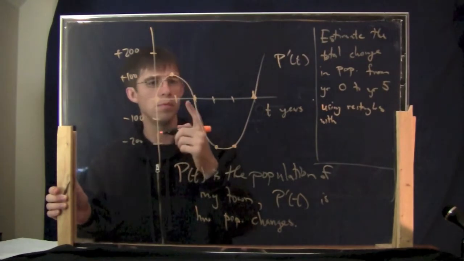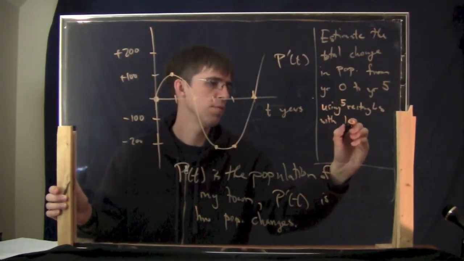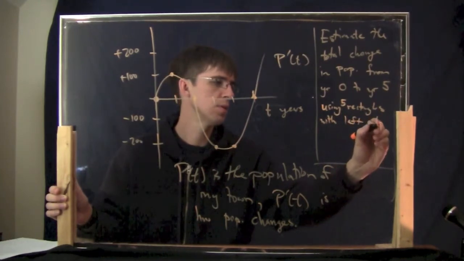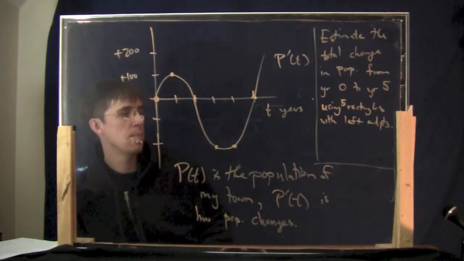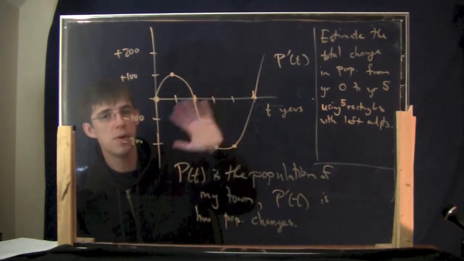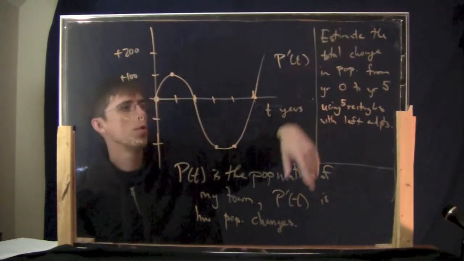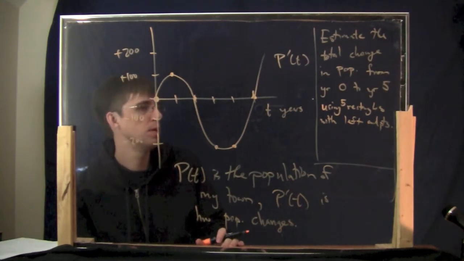Well, actually, I mean 5 rectangles with the left endpoints. All right. Estimate the total change in the population. Okay, this is not a big deal. You just have to translate, as always, this word problem description and figure out what exactly you want to be computing.